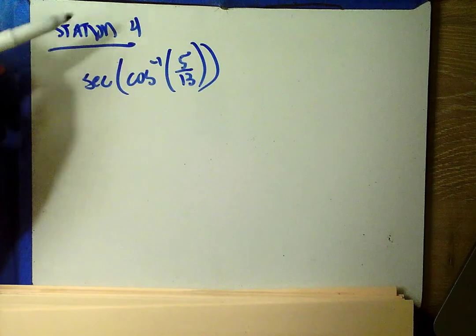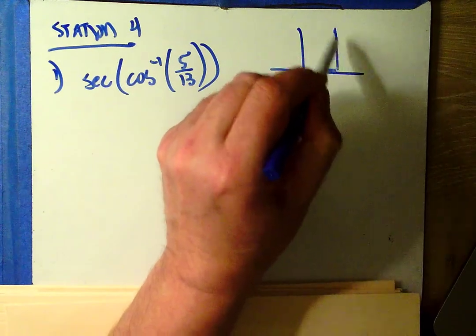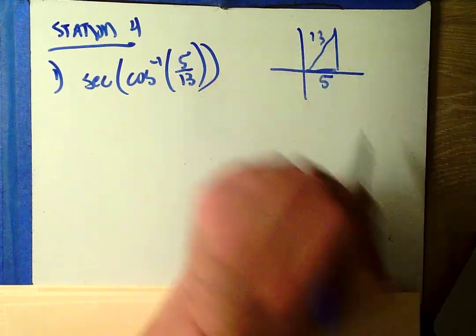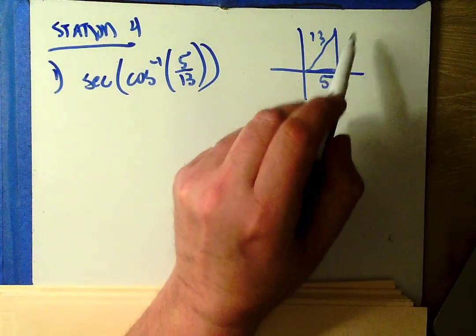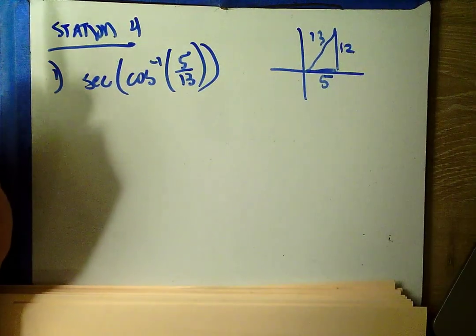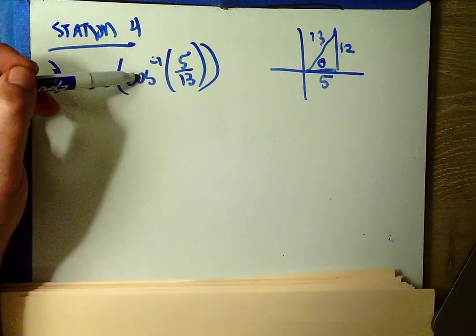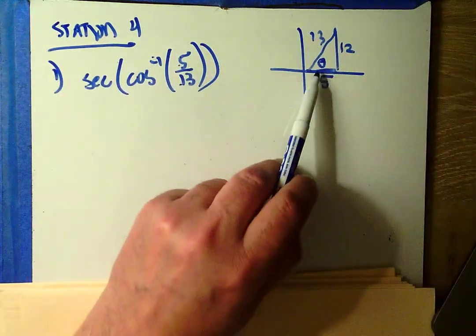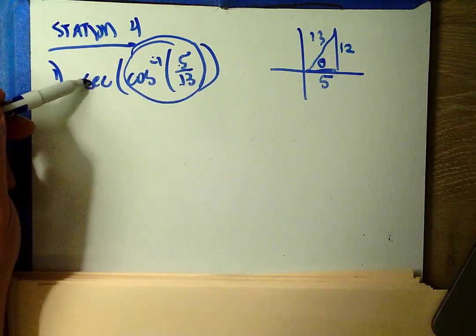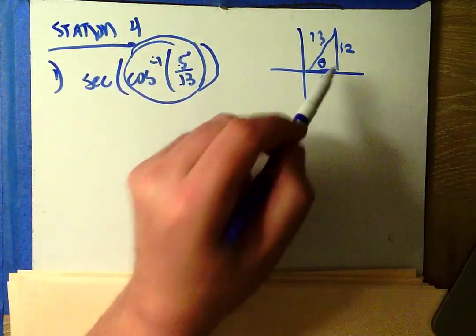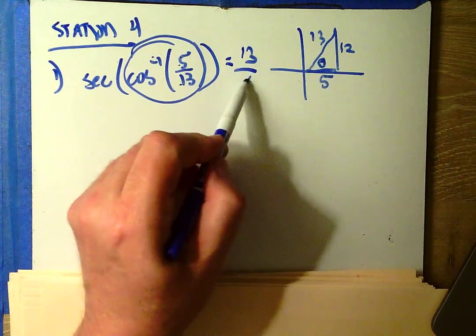You know, there's two ways of doing this problem. The one that most students do is to draw the triangle where the cosine would be 5 over 13. And then I would use the Pythagorean theorem or my knowledge of Pythagorean triples to find this missing side, which would turn out to be 12. Okay, and so this would be theta. And so this part here says, what angle has a cosine of 5 over 13? And the answer is this angle over here. And so if this is what angle, then this is the secant of that angle. So what's the secant in this picture? Well, secant is hypotenuse over adjacent, and so we get 13 over 5.